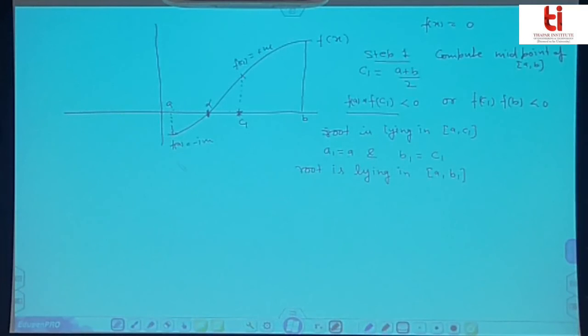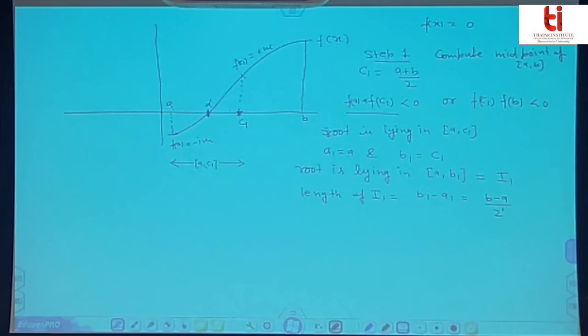So now our interval is reduced from AB to A1, B1. And let us suppose this interval is I1. The length of I1 is B1 minus A1. B1 minus A1 is what? That is half of the length of AB. So we can say (B minus A) upon 2. We can say the ratio is 2 to 1.